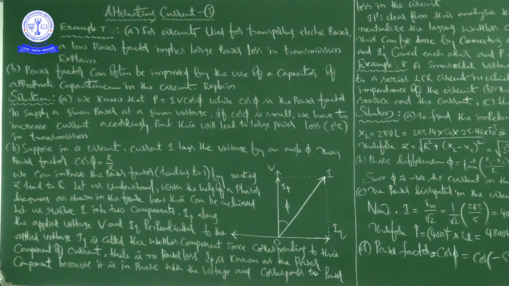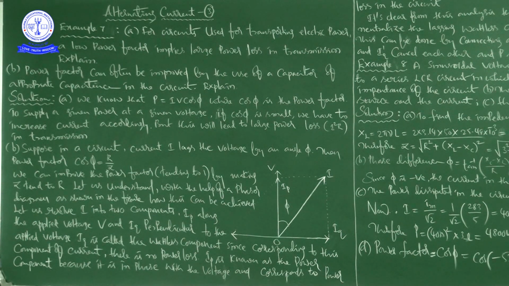Okay, right. So what we are doing here, first we are assuming current I lags the voltage by an angle phi. See here the phasor diagram. It is the current, it is the voltage. Current is lagging. And when it is phi, the general formula for power factor cos phi is equal to R by Z. Here, to improve the power factor tending to 1 by making Z tend to R.